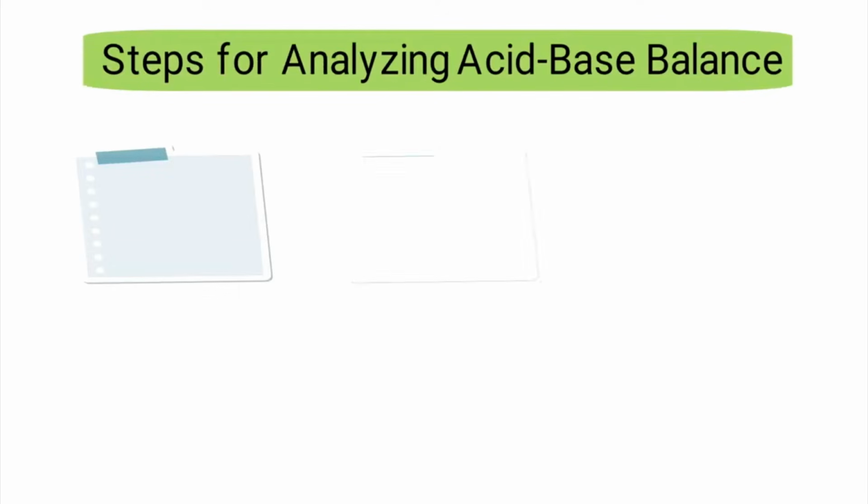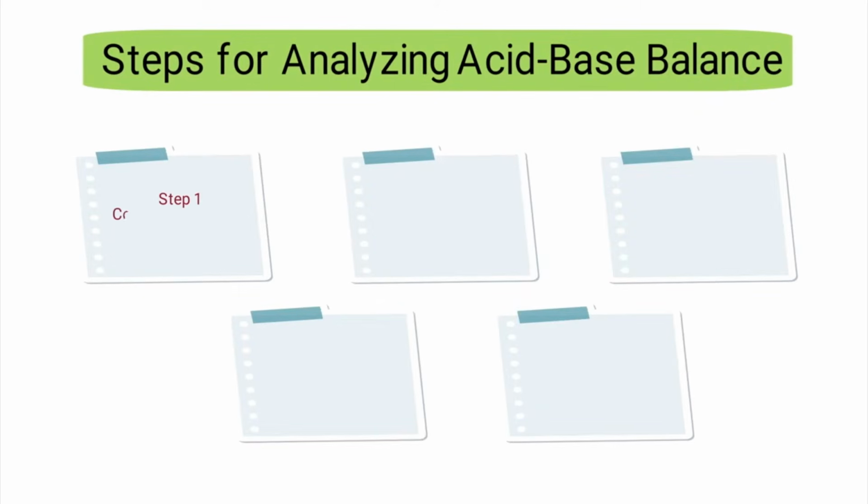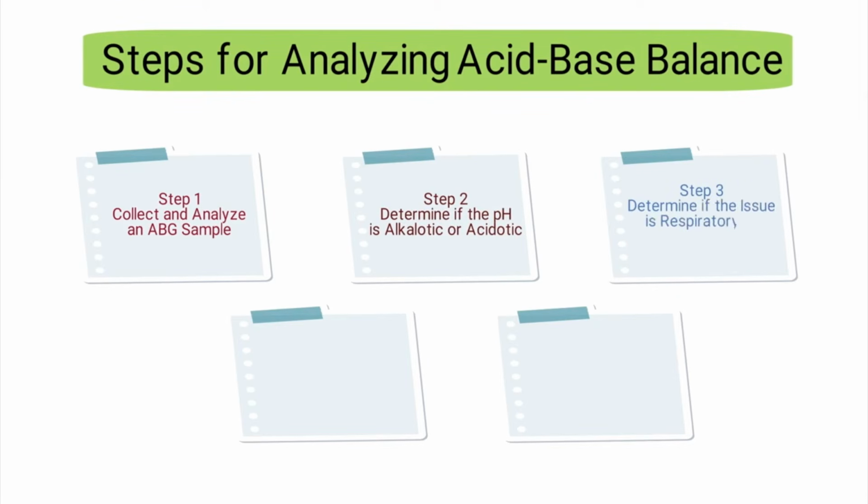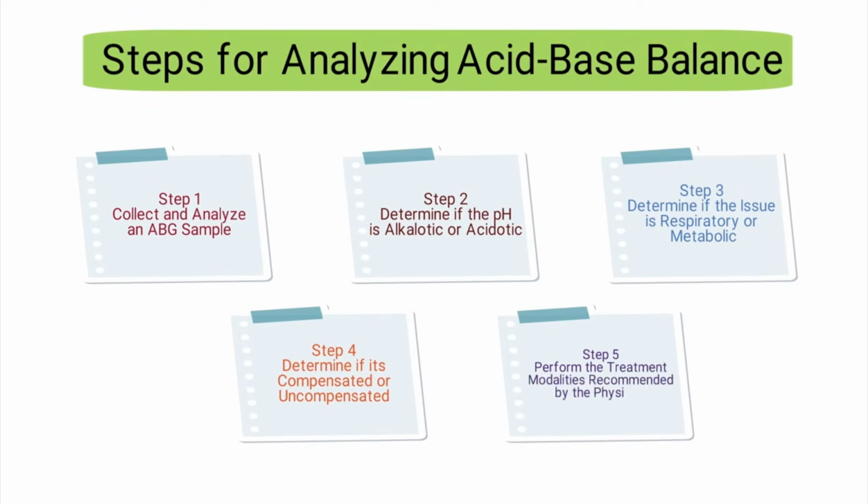The steps for analyzing acid-base balance include the following. Step 1. Collect and analyze an ABG sample. Step 2. Determine if the pH is alkalotic or acidotic. Step 3. Determine if the issue is respiratory or metabolic related. Step 4. Determine if it's compensated or uncompensated. And Step 5. Perform the treatment modalities recommended by the physician.